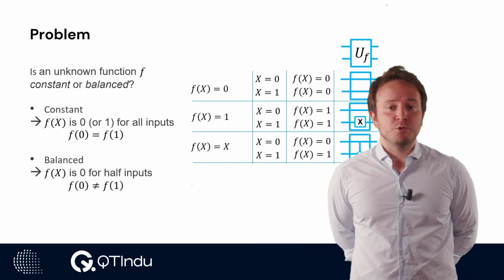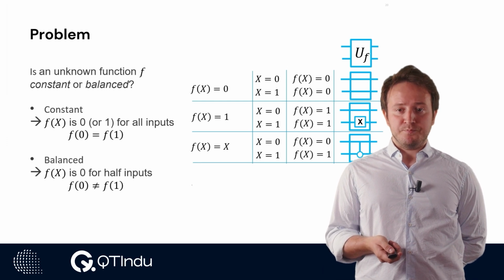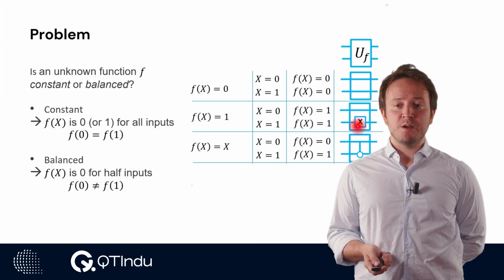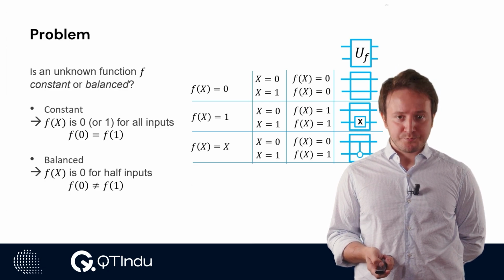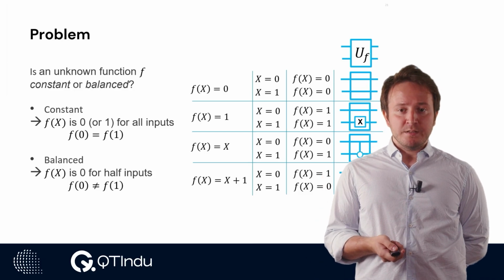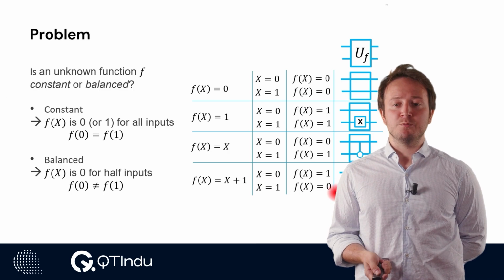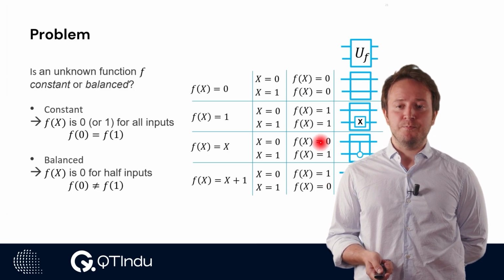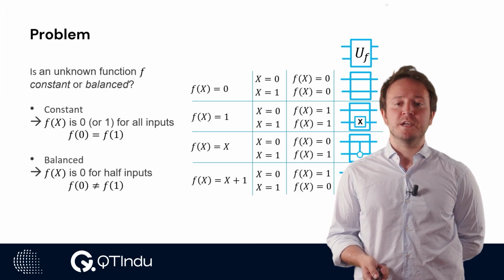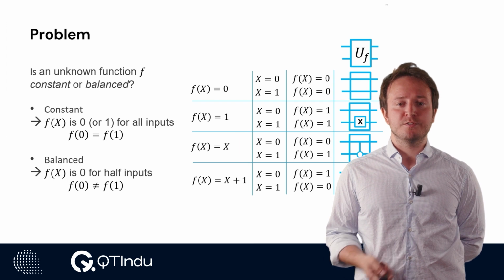Balanced functions are, for example, the function x that takes as an input 0 and outputs 0, or takes as an input 1 and outputs 1, and is described by this control not operation. Or the function x plus 1 that takes as an input 0 and outputs 1, and takes as an input 1 and outputs 0, essentially reversing the previous outputs, and therefore is given by a C0 and an X gate. These two functions are constant, while these two functions are balanced.